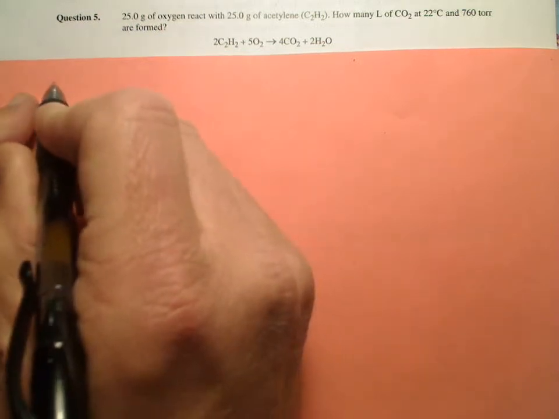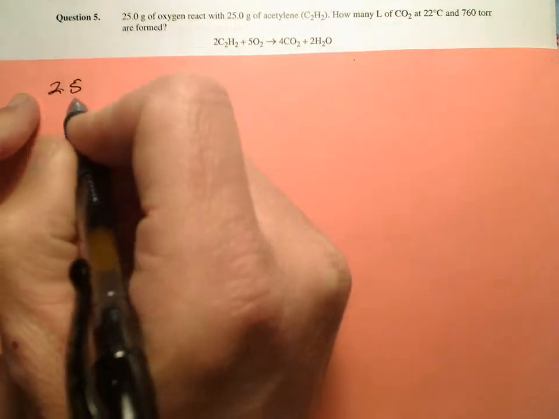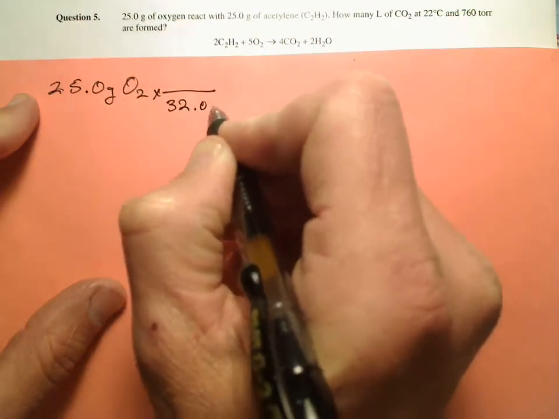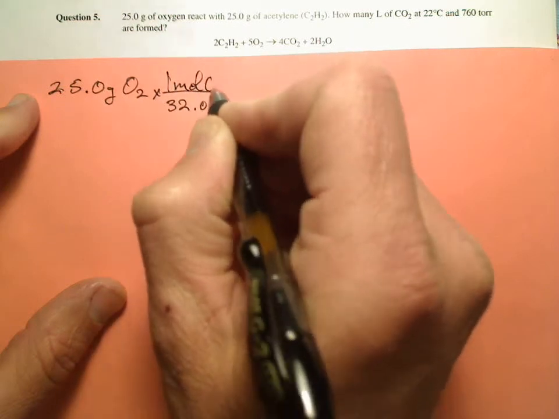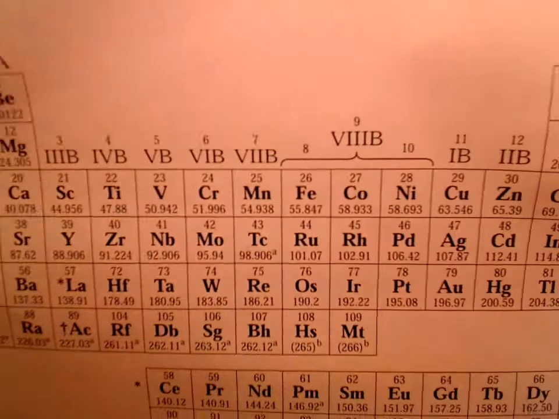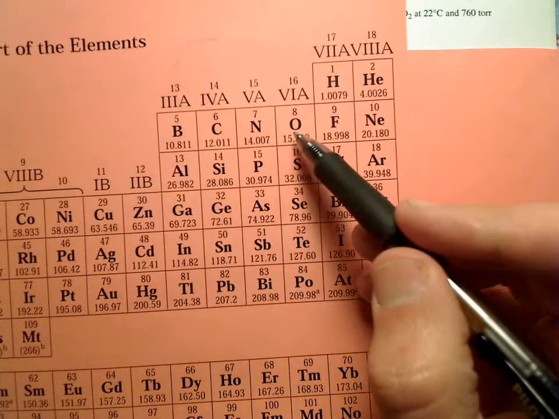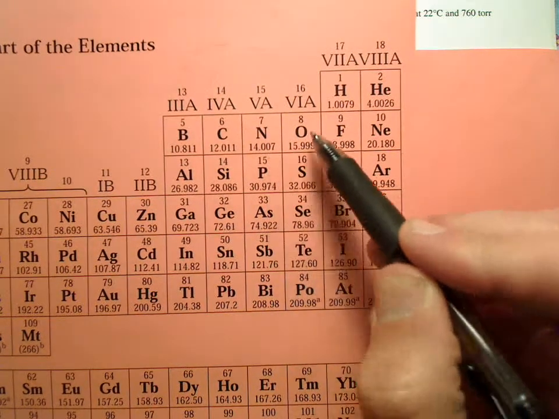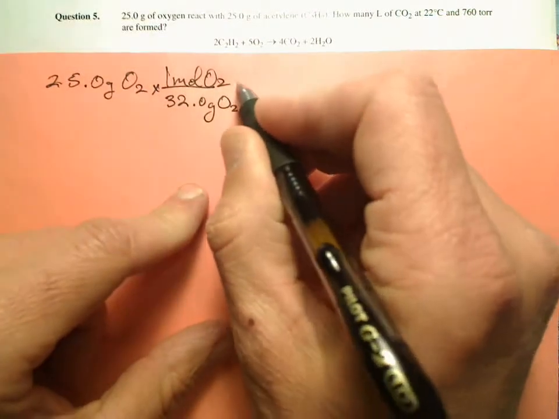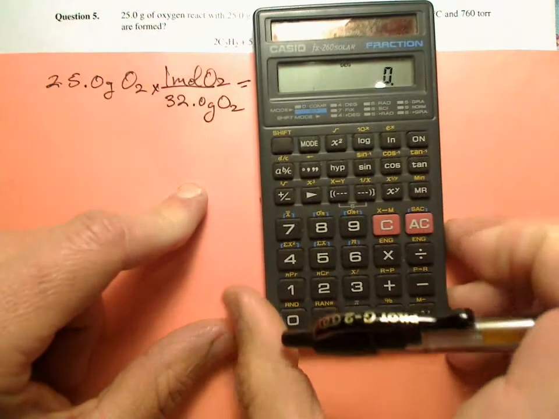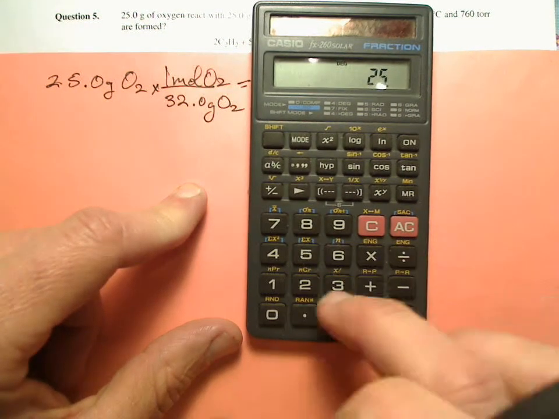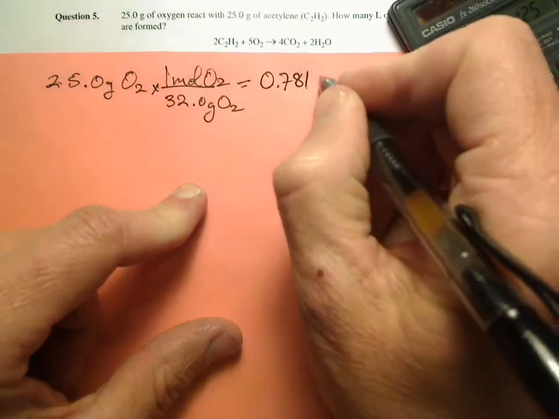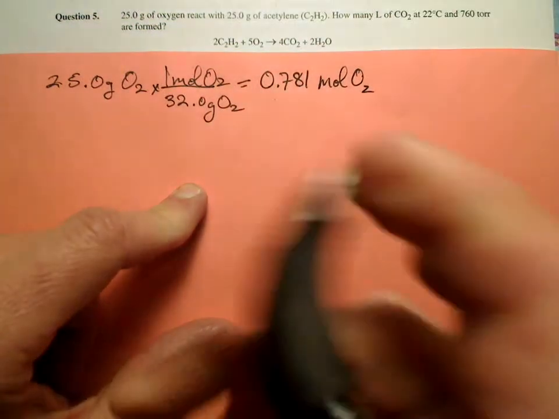So we have 25.0 grams of oxygen, and we know 32 grams of O2 is 1 mole of O2. How do we know it's 32? Oh, well, if we look on our periodic table, oxygen is 16, 15.9999, 16 times 2 since it's O2, so it's 32. So that'll give us our moles of oxygen. Let's figure that one out. 25 divided by 32, 0.781 moles of O2.